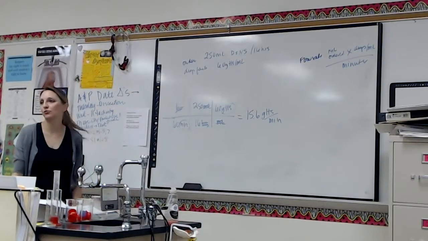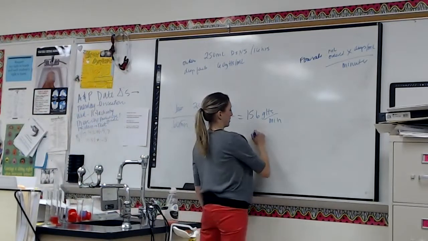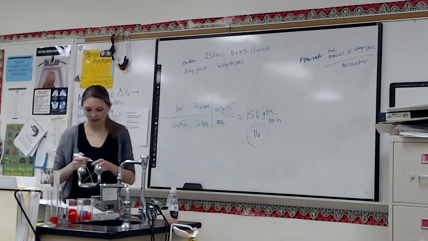You really can't do drops. You can't do half a drop. So whenever you answer these, you're just going to have to round it to the nearest drop. So it'd be 16 drops per minute. Like I said, you can't do half.